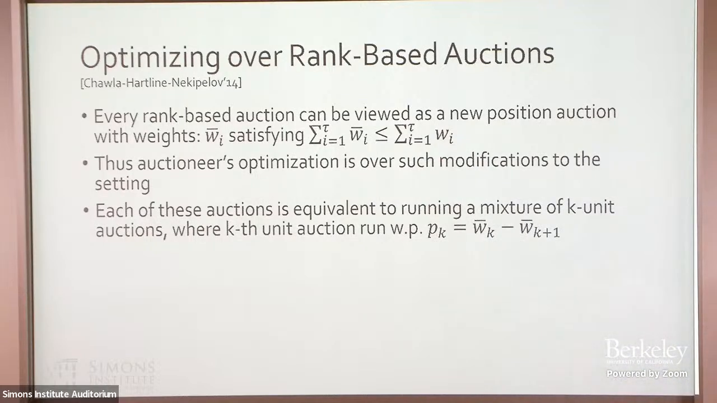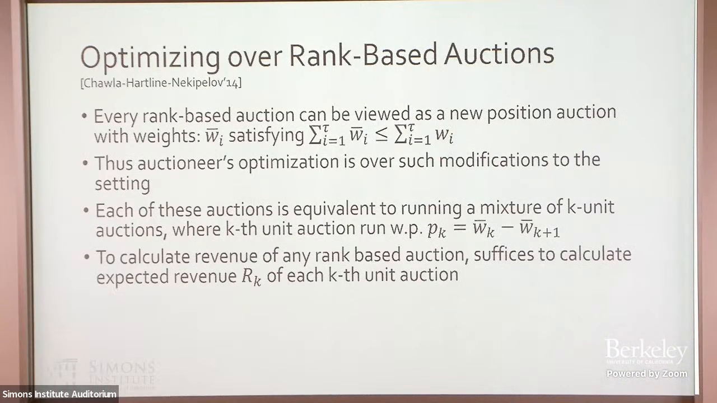So optimizing over rank-based auctions is equivalent to optimizing over the space of randomizations over k unit auctions. By a k unit auction, I mean I have k equally valued units, each has an allocation of 1. If you get one of those units, you get an allocation of 1. If you don't, you get an allocation of 0. And you pay your bid if you are allocated a unit. So this is the simple k unit auction.